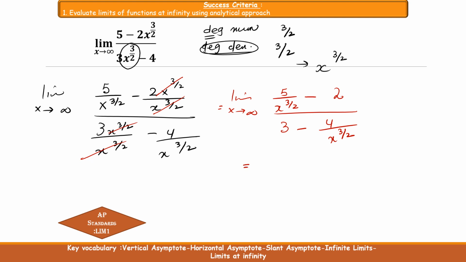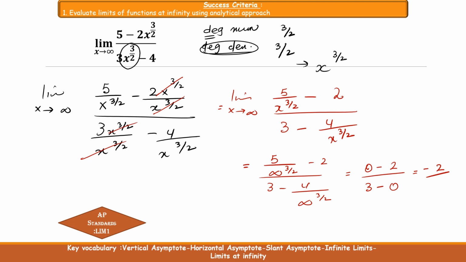Now simplification is finished, apply the limit. So wherever you have the x, you replace by infinity. The rest as it is. Now infinity to any power is equal to infinity. So 5 over infinity is 0. Then 4 over infinity is 0. The rest as it is. So 0 minus 2 is minus 2 and 3 minus 0 is 3. So this is our final answer.